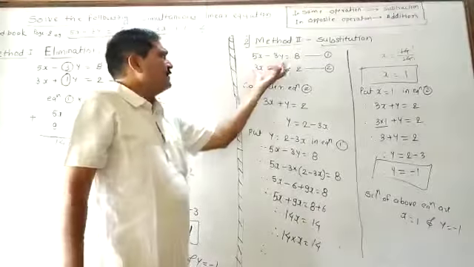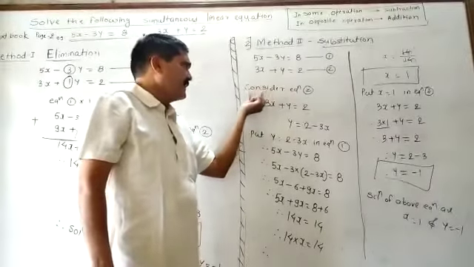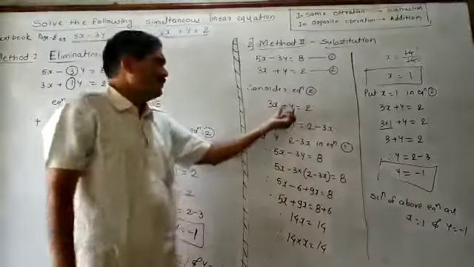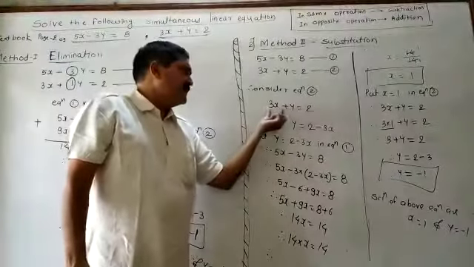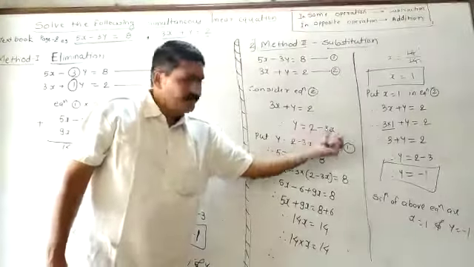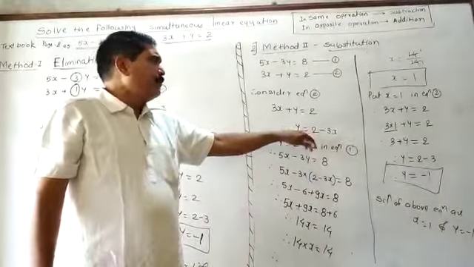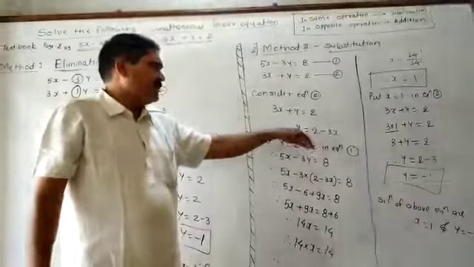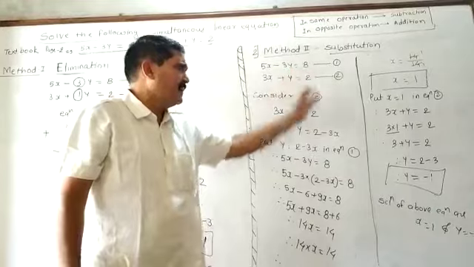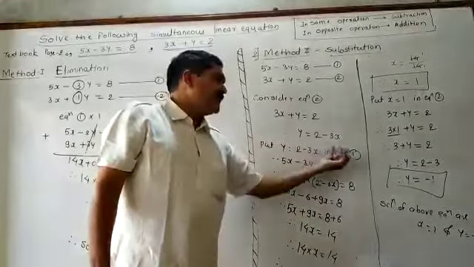I will consider the second equation, 3x plus y is equal to 2. You have to transpose this 3x to that side. This plus 3x becomes minus 3x and you will get the value of y. Y is equal to 2 minus 3x. After getting the value of one variable, you have to put it in the other equation. I will put this value of y in equation 1. So I am putting y is equal to 2 minus 3x in equation 1.